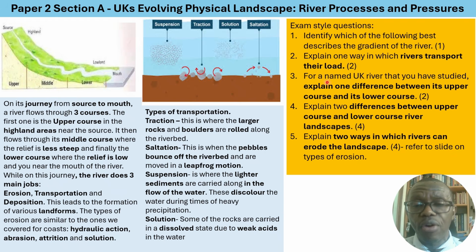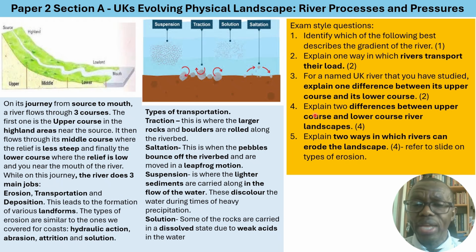Then question 3, for a named UK river that you have studied, explain one difference between its upper course and its lower course. Now here you can talk about several things. You can talk about the gradient of the river. You can talk about the landforms that are created at those various stages, so the upper course, the middle course, and the lower course of a river. You can talk about the velocity of the river and things like that. We'll get to a lot more detail regarding different characteristics, different river landforms and different channel characteristics that we can then use to answer this question.